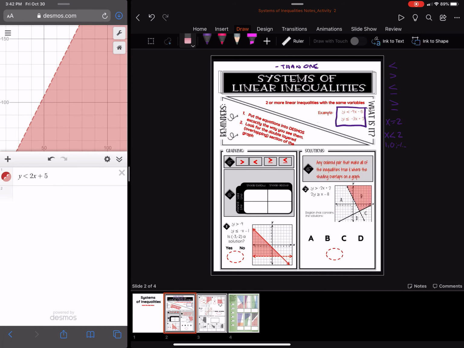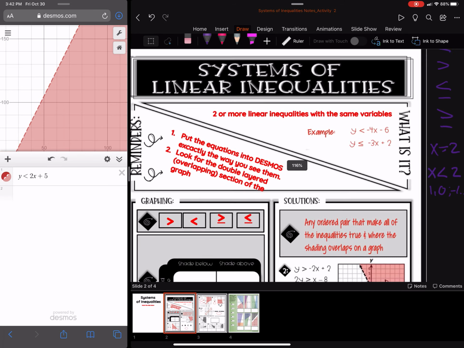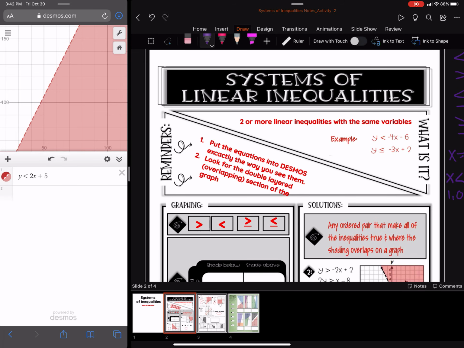Another thing that's important to remember, let me get rid of this, is that we're going to be looking at 2 or more inequalities. But it's got to be the same variables. So we're looking at things that have a y and an x, and only a y and an x, because we're graphing. We're looking at 2 different equations, and we're going to be looking at where the solutions lie.